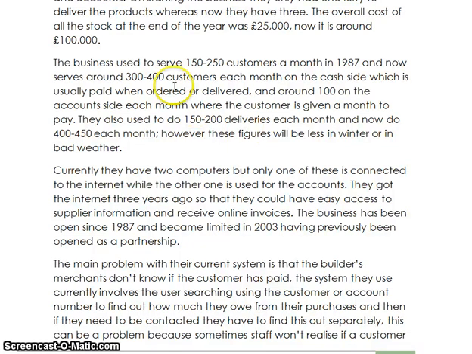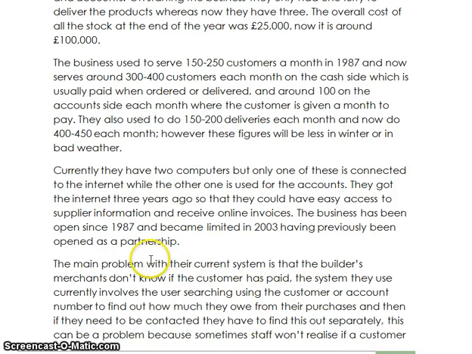As you would have read in this section, they've mentioned about the size of the company. They've talked about the deliveries, the number of customers, they've talked about the computers that they have there, they've talked about the development of the company, and they've started to talk about the main problem identification.